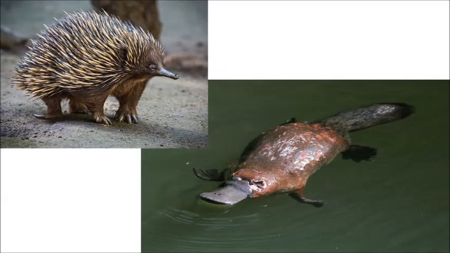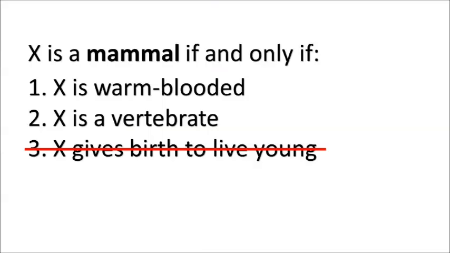Well, what that would mean is it's possible for something to be a mammal and yet not meet one of these conditions. And therefore, that condition must not be a necessary condition for being a mammal.